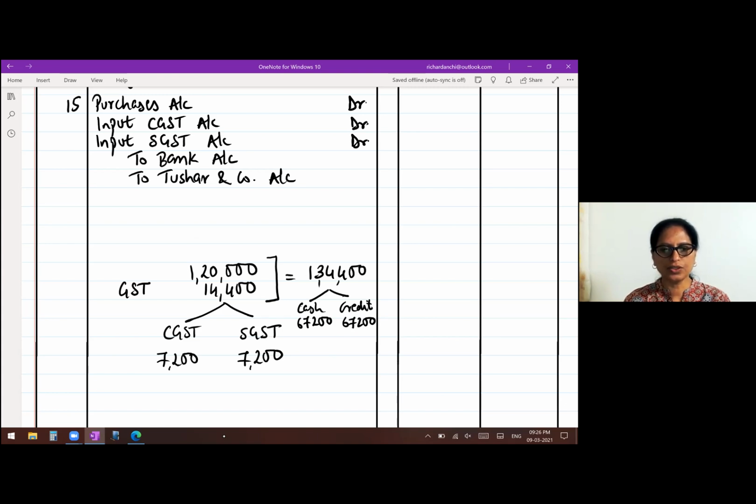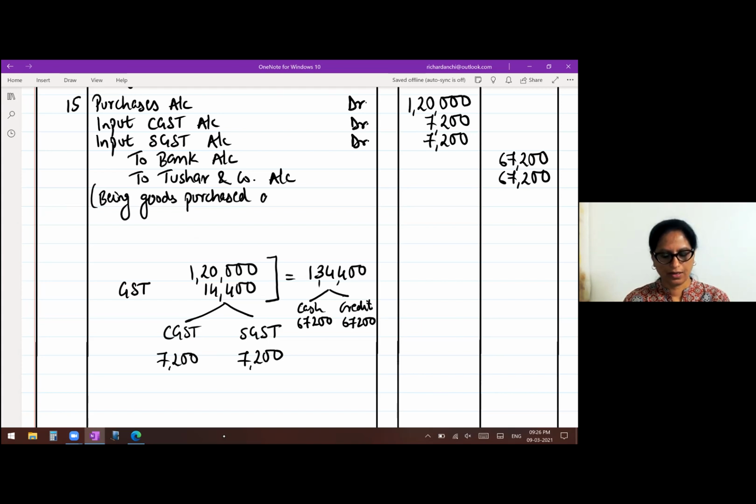So now write the figures in the journal entry. Purchases account debit 1,20,000. Input CGST 7,200. Input SGST 7,200. To bank account 67,200. To Tushar and Company account 67,200. Narration: being goods purchased at 12% GST and paid half the amount by RTGS.